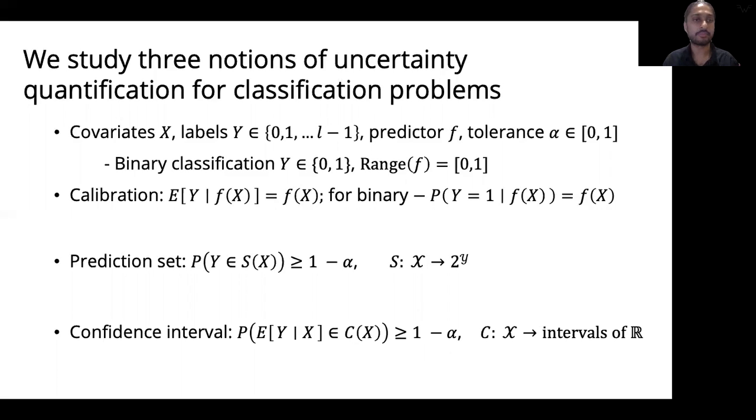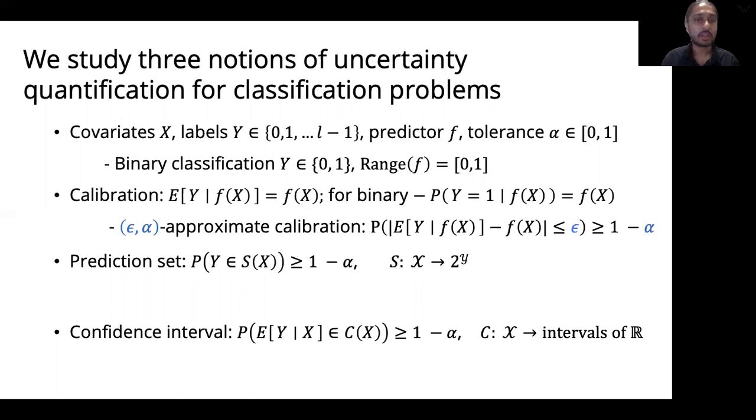To do that, the first thing we need to do is define an achievable notion of calibration. Notice that this current notion, the probability of Y equal to 1 given f(X) equal to f(X), is not achievable in finite samples because you cannot estimate the exact probability of Y equal to 1. So we want something approximate, and this is a natural approximate definition that we formulate. It says that these two values should be epsilon-close with probability at least 1 minus alpha.